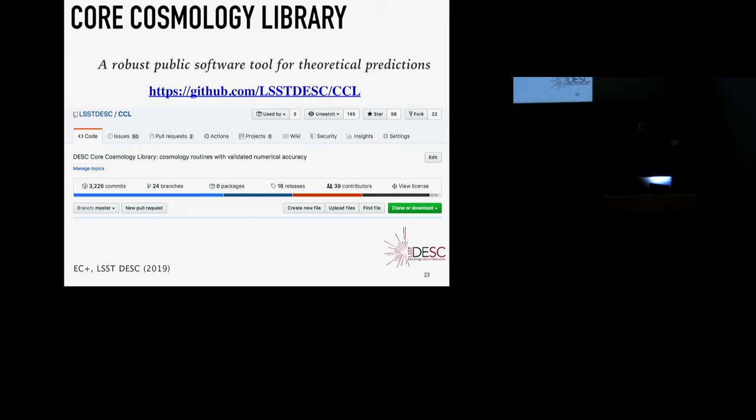Okay, and to prepare for all this, of course, we need to build the right tools. So one of the things that I've been doing is to build the theory software tools for this collaboration. And we develop all of our software in public, so you can see our library over here. We intended it as a public product for everyone to use. And this is a major effort in the preparation for the LSST cosmological analysis.